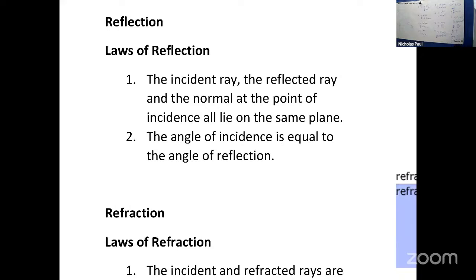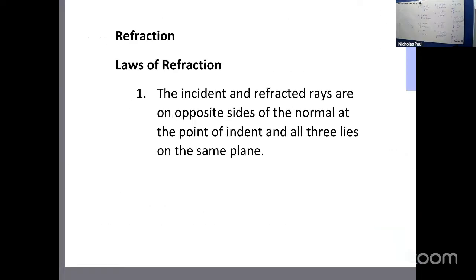Laws of reflection: the incident ray, the reflected ray, and the normal at the point of incidence all lie on the same plane. The angle of incidence is equal to the angle of reflection. All that we know from Form 5.